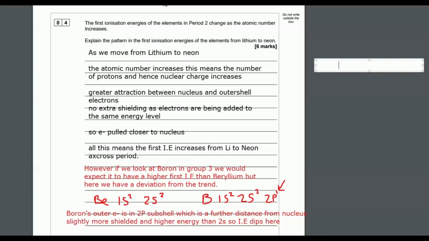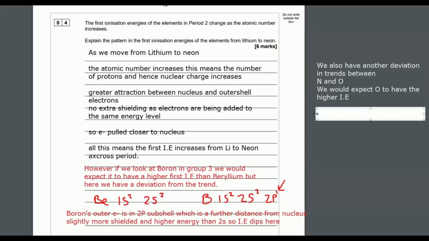So now what does this mean for the marks out of 6 for our answer? Well, the bit in black covers the first 1 to 3 marks. Then you've got the 4th and maybe 5th mark for covering one of the deviations. If you want the full 6 marks, you've got to cover the other deviation. And this deviation happens between group 5 and 6.